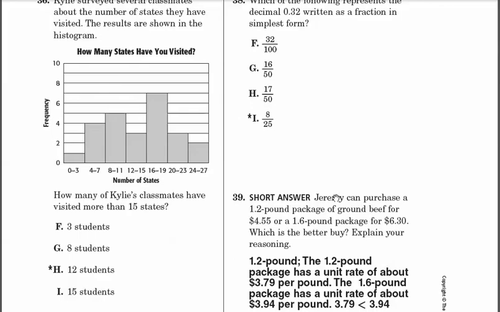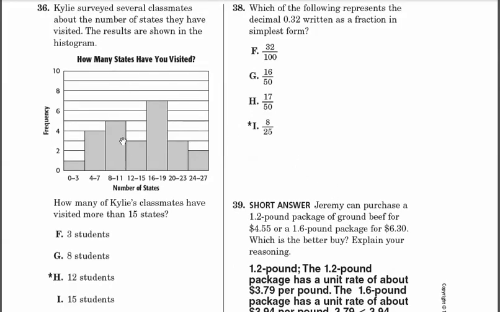Number 36. Kylie surveyed several classmates, and we want to know which ones visited more than 15 states. So we have to look at anything greater than 15, not including 15. So there's 7 here, 3 here, and 2 here. 7 plus 3 plus 2 is 12. So that's why we get H.